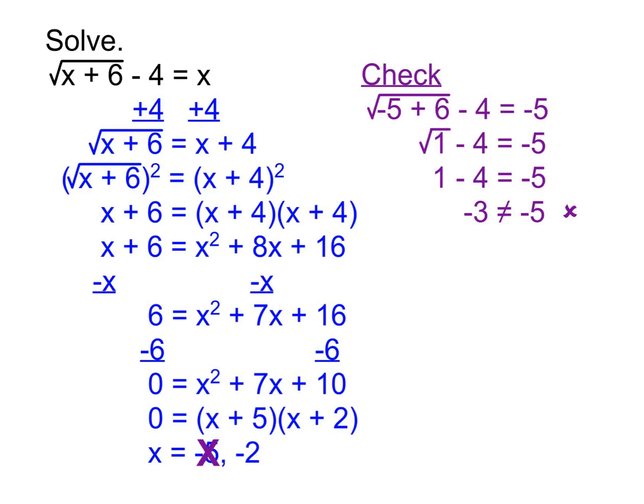Remember our vocabulary from yesterday? An extraneous solution is a solution that shows up looking like it's an actual solution, but when we check it, it's not. Now, the fact that that one did not work tells us nothing about whether the other one will or won't. We still have to check the other solution. So now repeat the process, plug the negative 2 in, and check that solution.